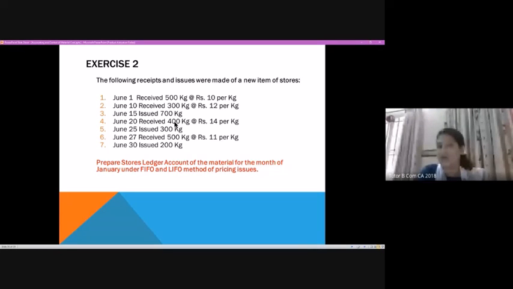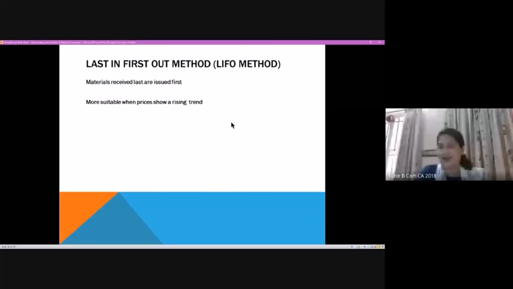This 300 is going to be issued from 400, because 400 is the one which we received latest. So it would be 300 at the rate of 14. Let's check whether that has been here. See here, when we had a receipt on June 20th, it was 400 at the rate of 14.